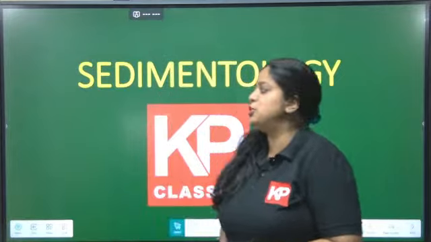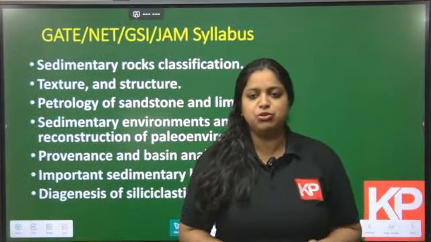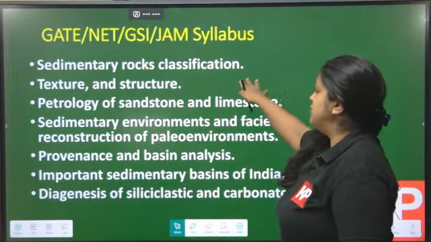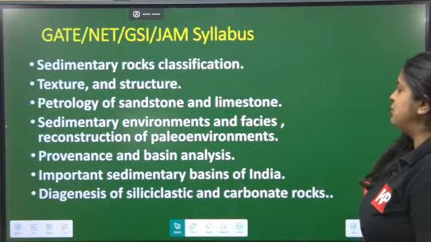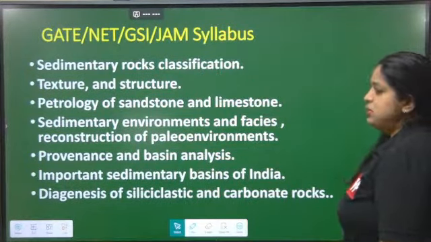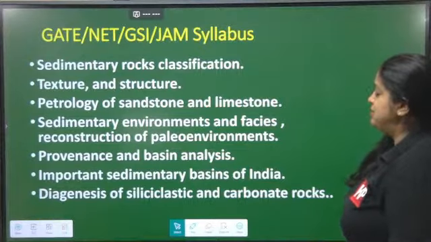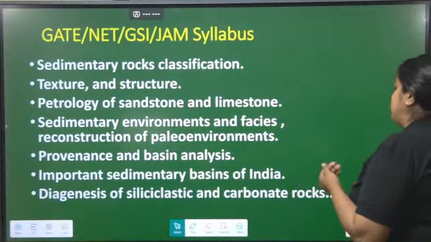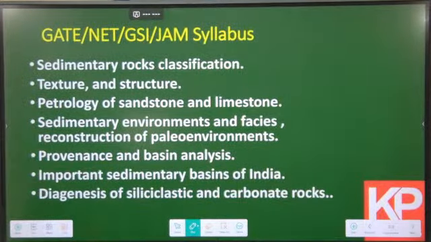Sedimentology is a very prominent subject in geology, where we deal with sedimentary rocks in detail. We have to study sedimentary rock classification, texture and structure of sedimentary rock, petrology of sandstone and limestone, sedimentary environments and facies, reconstruction of paleo-environments, provenance and basin analysis, important sedimentary basins of India, and diagenesis of siliciclastic and carbonate rock. Over here, the first chapter is sedimentary rock classification.